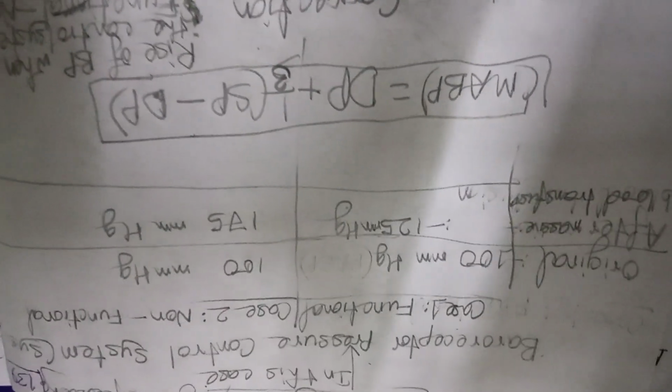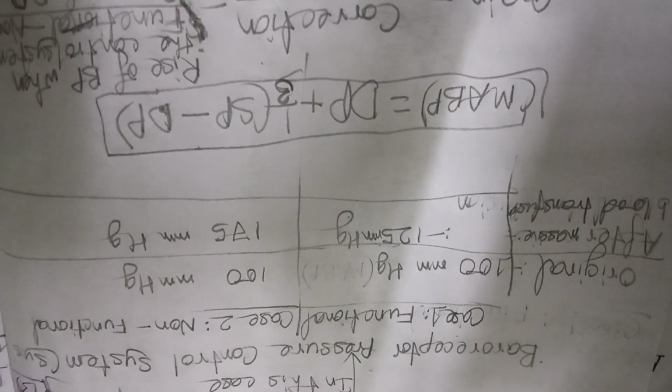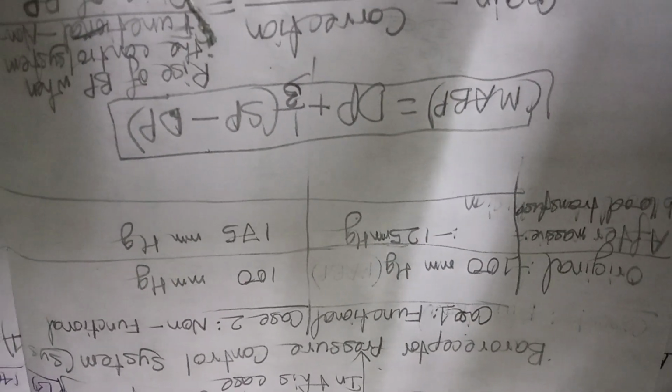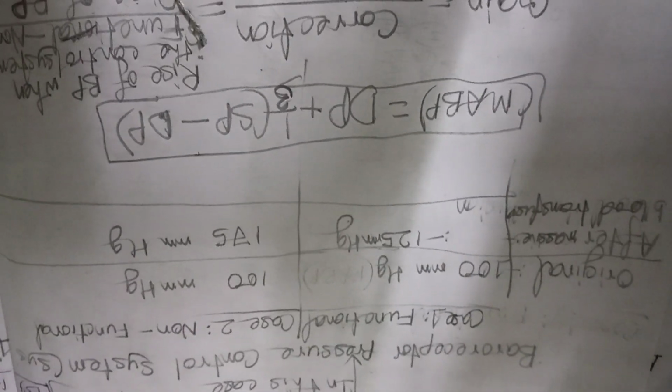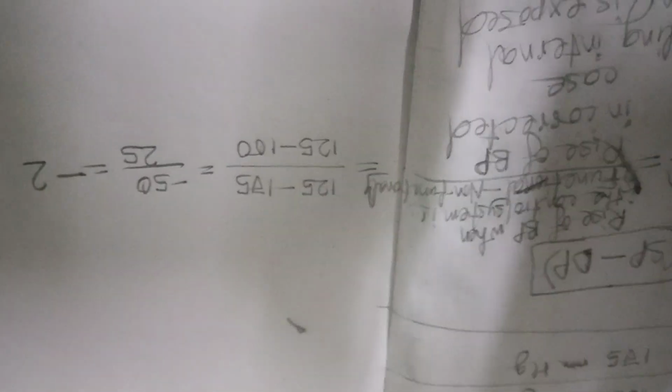Now we have to calculate the error. The error is the rise of blood pressure in the corrected state. Normally it is 100. In the functional case, what is the rise in the mean arterial blood pressure after massive blood transfusion? Original was 100, after transfusion it was 125, so the rise is 125 minus 100, which is 25. So minus 50 by 25 comes to minus 2.